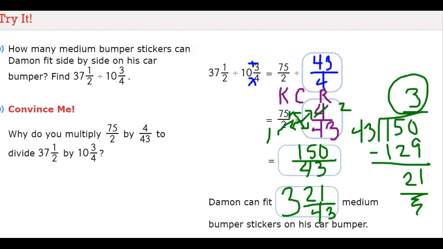So the answer to this question would be that Damon can fit actually 3 and 21 over 43, but we can't have 21 over 43 parts of a bumper sticker. So you would say, as the final answer, let me do a different color to answer the question, would actually be just 3. So Damon can fit 3 medium bumper stickers on his car bumper because he can't tear up the fourth one to be 21 over 43. So we have to use the whole number only to answer the question.